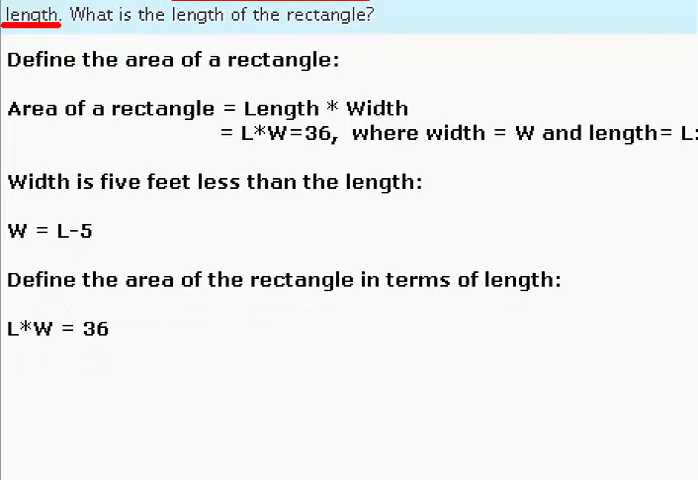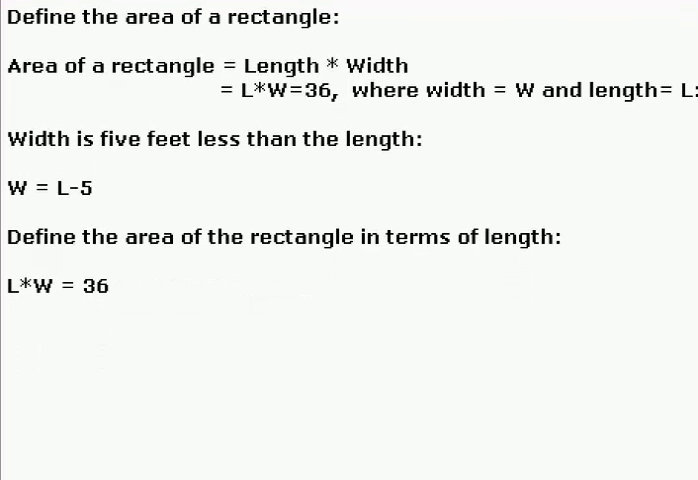So again, let's start by defining the area of the rectangle, which is length times width, which is equal to 36. Since we know that W is equal to L minus 5, we can substitute this equation for W. That is, L times W equals 36 can now be rewritten as L times (L minus 5) equals 36. So nothing has changed. We have simply substituted W for L minus 5.